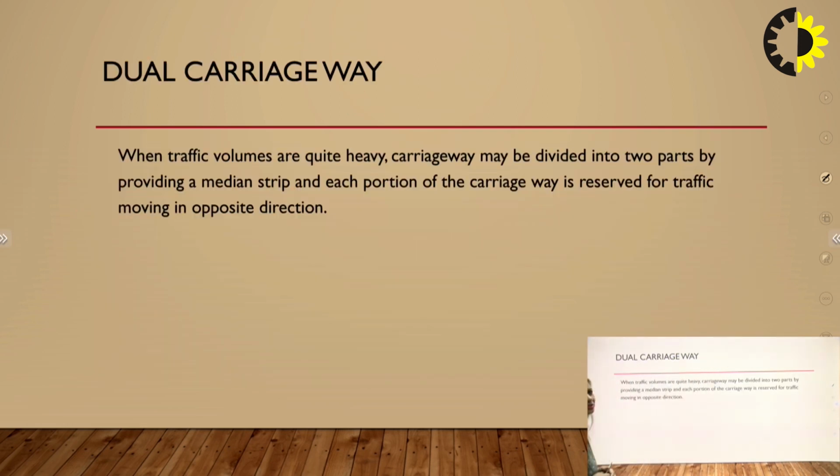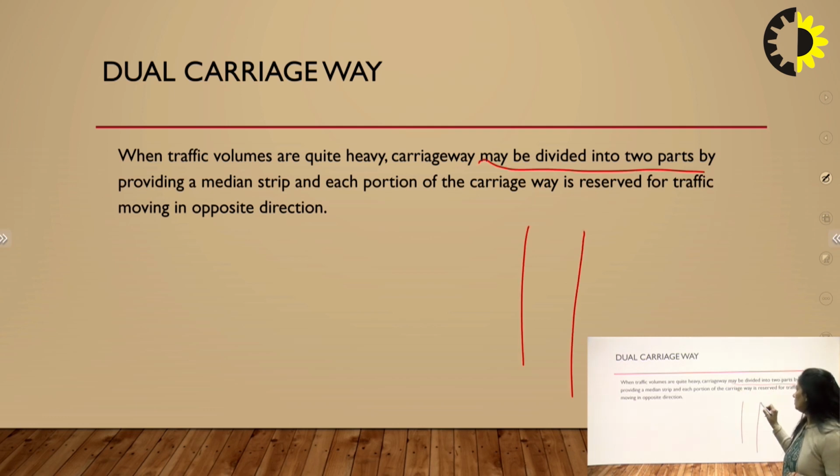Now dual carriageway. Dual carriageway means you can say this is a 2-lane carriageway where traffic volumes are quite heavy. The carriageway may be divided into 2 parts, providing a median strip, and each portion of the carriageway is reserved for traffic moving in the opposite direction.